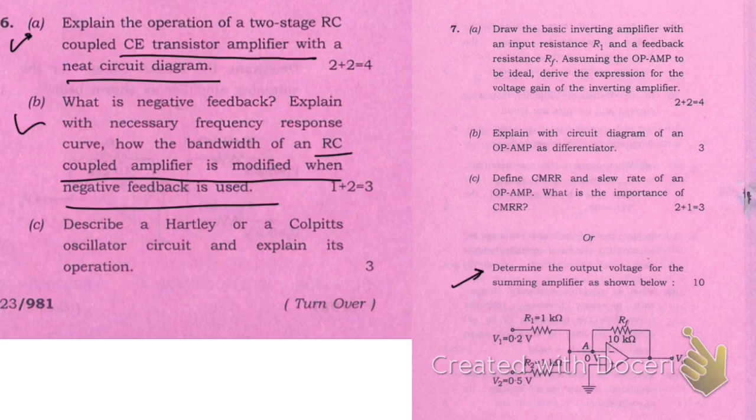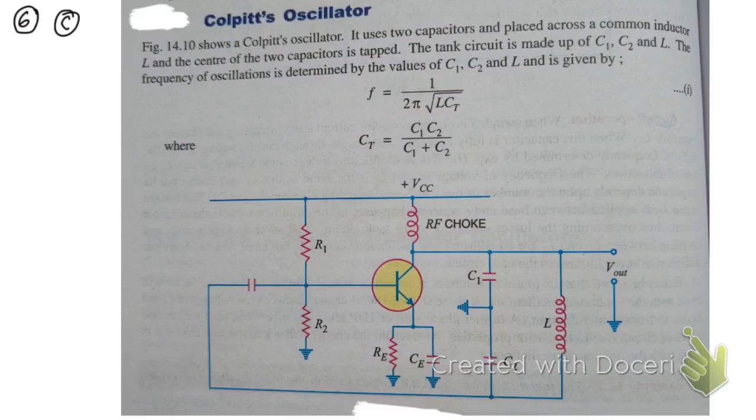So our next question is 6C. Okay, so here you have to describe a Hartley or Colpitts oscillator circuit and explain its operation. So let me give you the answer. Okay, just take the screenshot. So here is the answer of 6C, right?